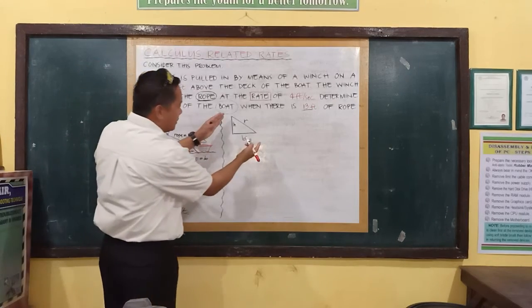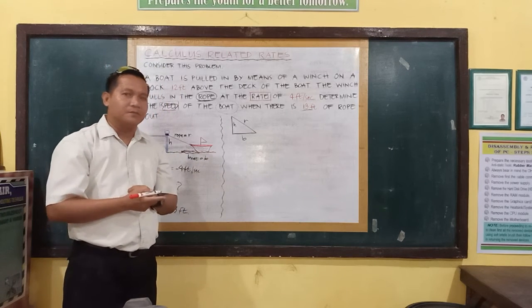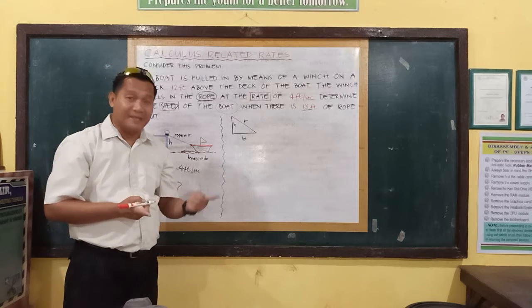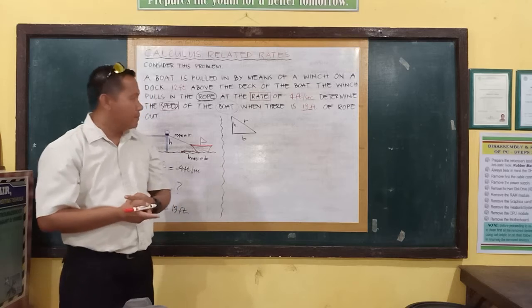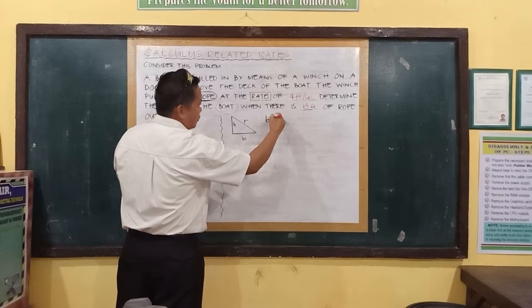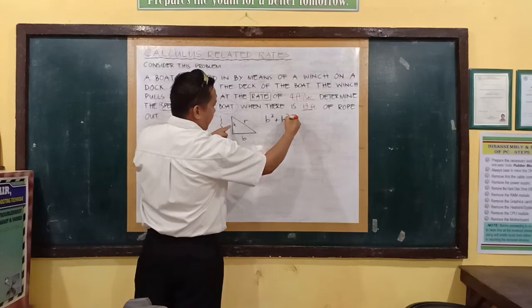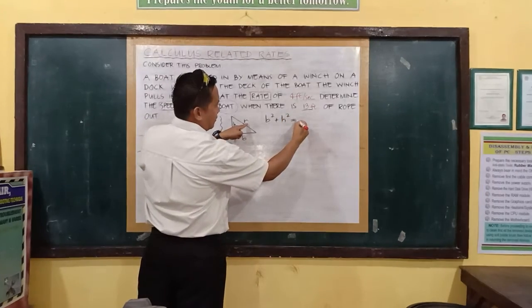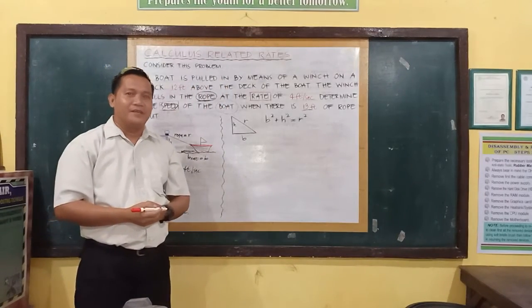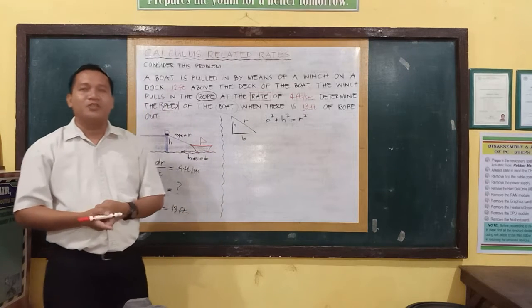Now looking at this drawing, what we know from the previous lesson, we can relate it to the Pythagorean theorem. We have B squared plus H squared equals R squared. Awesome. Just like that. Now we already have a Pythagorean theorem, and we can now use our knowledge about derivatives.